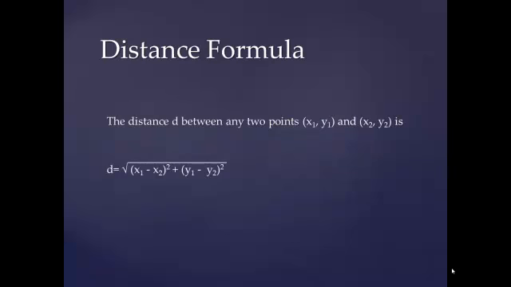The distance formula. The distance D between any two points, (x1, y1) and (x2, y2), is distance equals the square root of (x1 minus x2) squared plus (y1 minus y2) squared. Please copy down any of this information you need in your notes. Pause the video if you need more time.